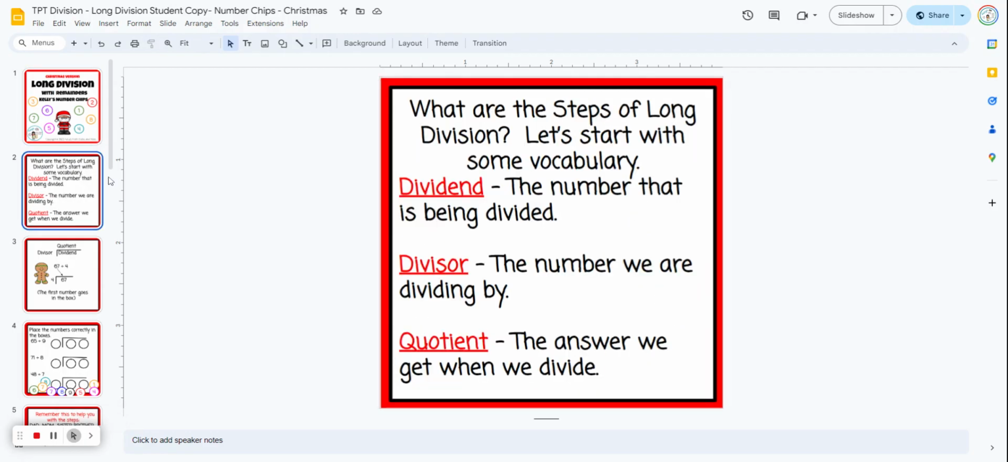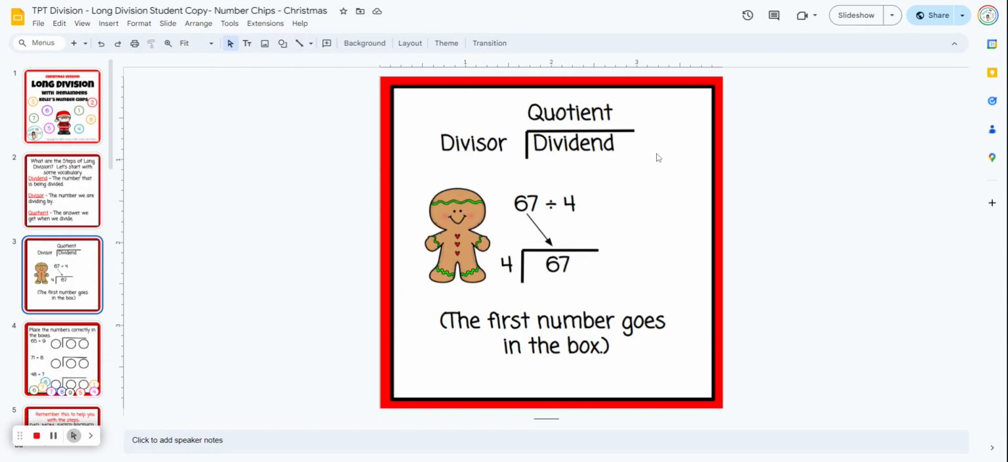So the lesson starts with some vocabulary: dividend, divisor, and quotient, and then it shows students where each of these go in the division problem. So here's an example: 67 divided by 4. 67 is the dividend, goes in the box. 4 is the divisor, goes outside the box.